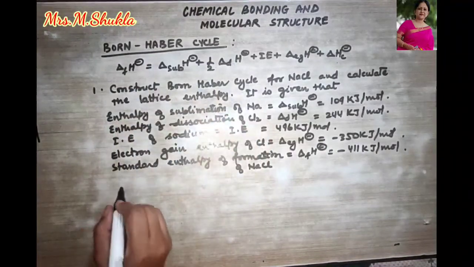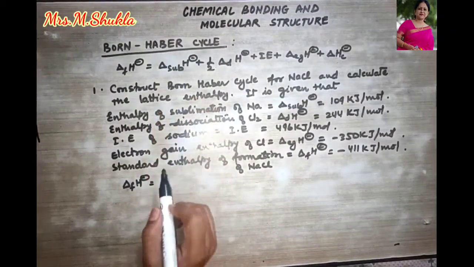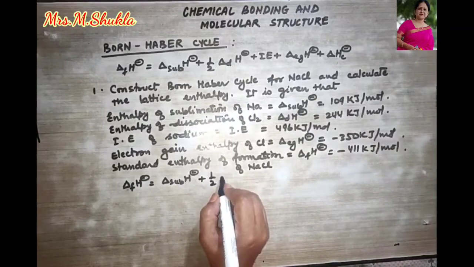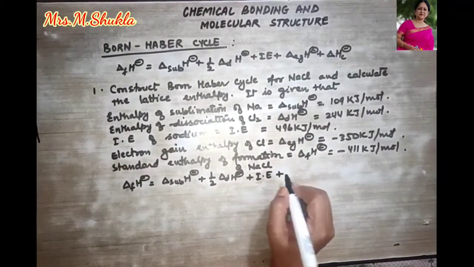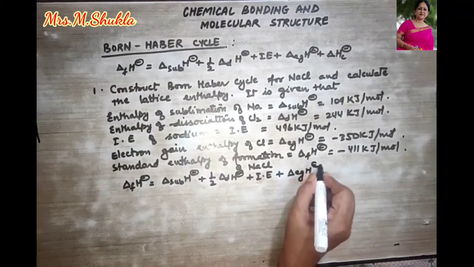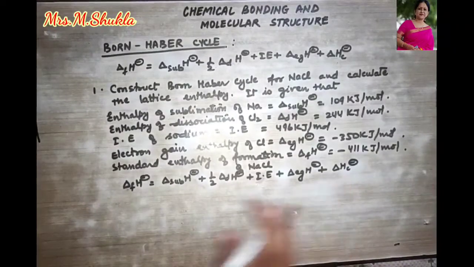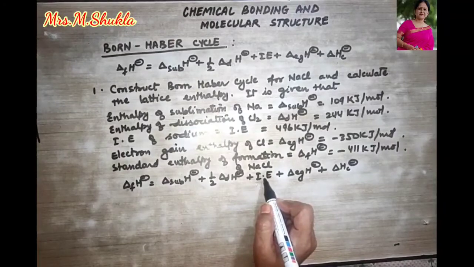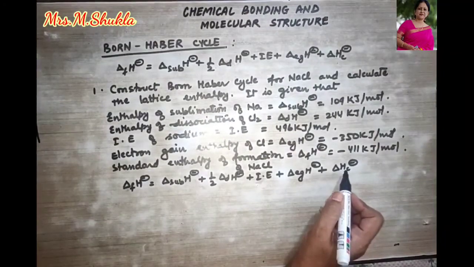So over here, let's write down this formula, that is the standard enthalpy of formation, delta FH. This is equal to the enthalpy of sublimation, delta SUBH, plus half of your enthalpy of dissociation, DH, right, plus your ionization enthalpy, plus the electron gain enthalpy, plus lattice formation enthalpy, that is delta HC. So now we know the standard enthalpy of formation, we know enthalpy of sublimation, we know enthalpy of dissociation, we know ionization enthalpy of sodium, we know the electron gain enthalpy. We need to calculate lattice formation enthalpy, right?